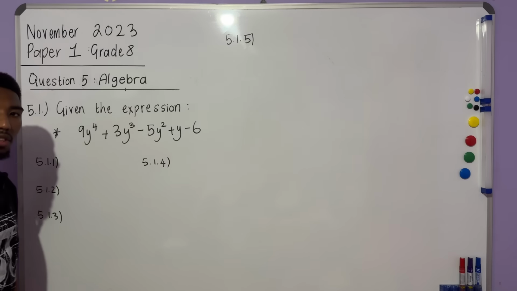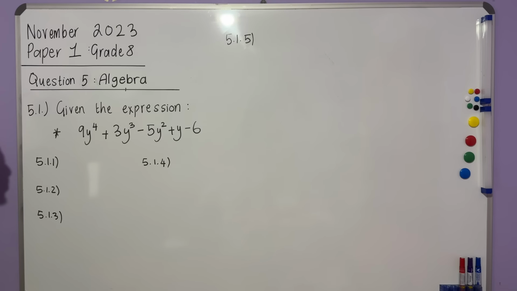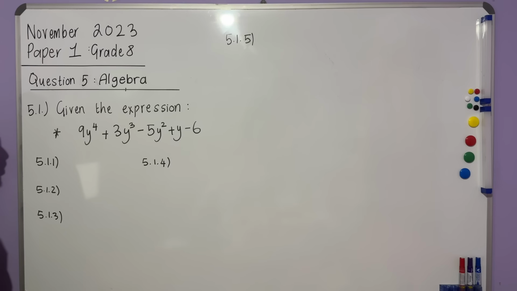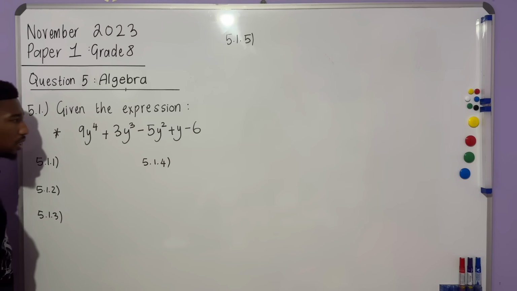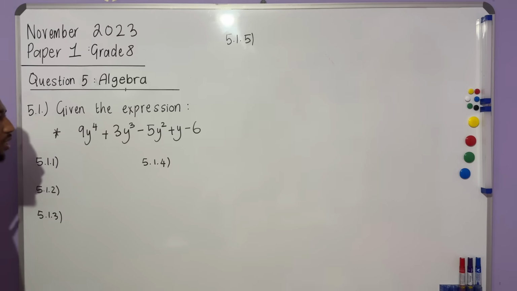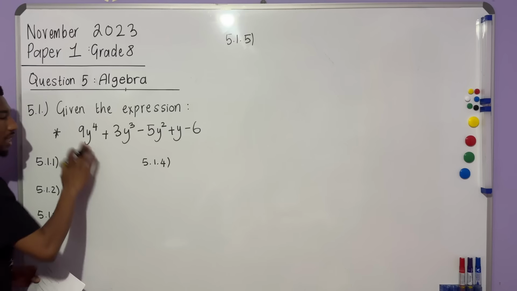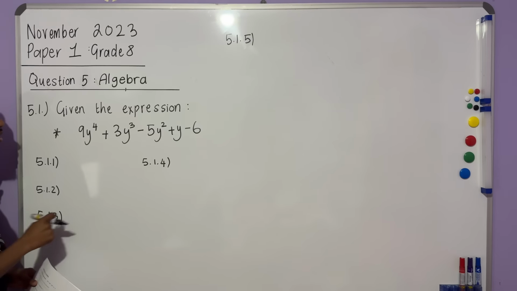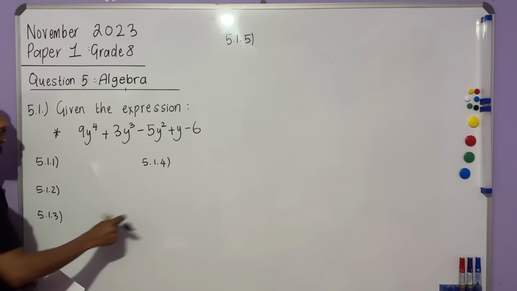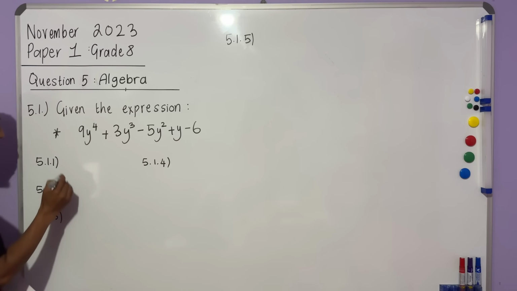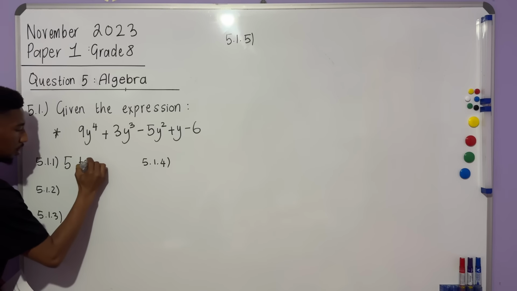Question 5, the last question, is algebra, and you are given the expression. The expression is 9y to the power 4 plus 3y to the power 3 minus 5y squared plus y minus 6. The first question asks us, how many terms are there in the expression? We know that the plus and the minus separate terms, and these are all unlike terms because the exponent is different, and that one doesn't have a y as well. So it's 1, 2, 3, 4, 5 terms in the expression.